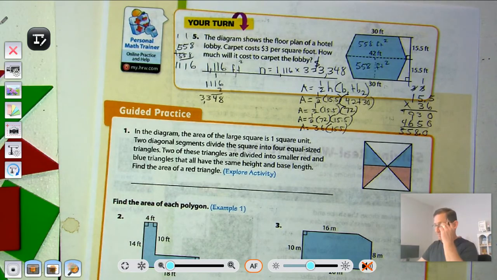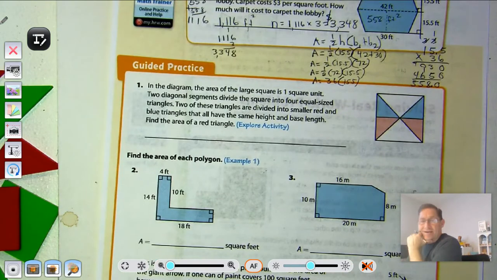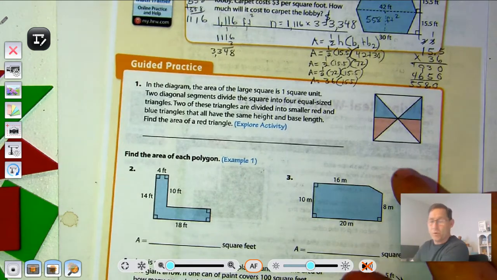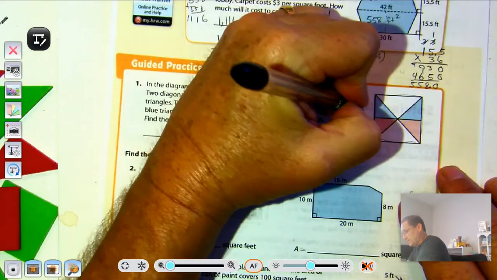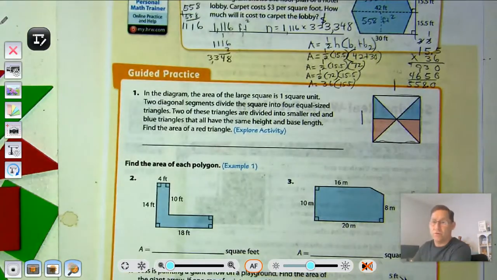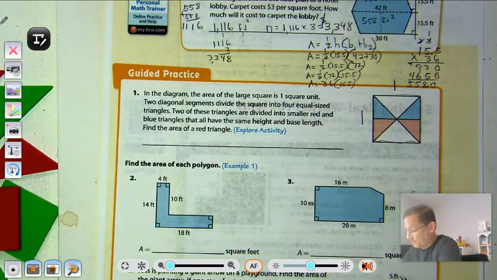All right, number 1. In the diagram, the area of the large square is 1 square unit. So that means this and this is 1. So the whole thing, each side is 1. The 2 diagonal segments divide the square into 4 equal-sized triangles. 2 of these triangles are divided into smaller red and blue triangles that all have the same height and base length. Find the area of a red triangle.